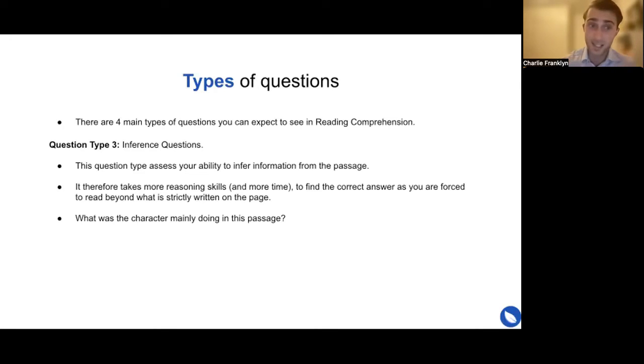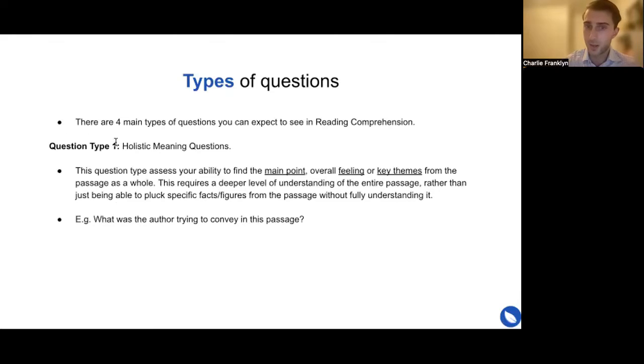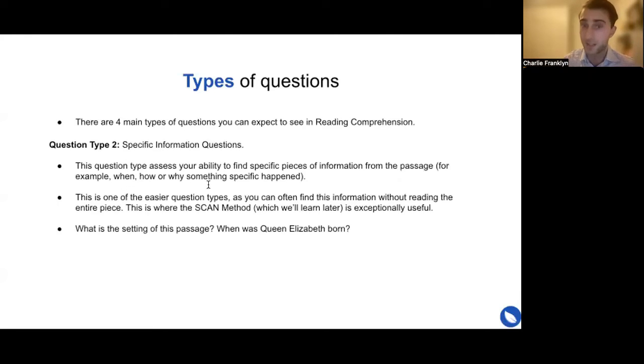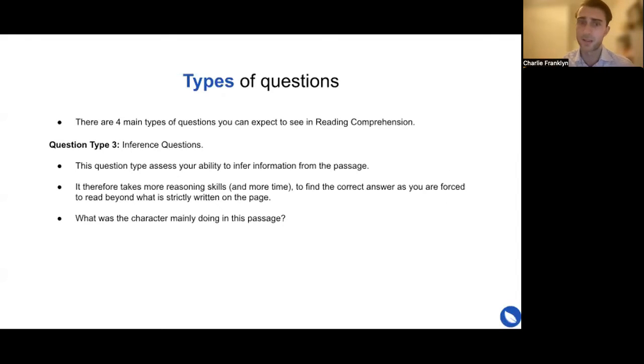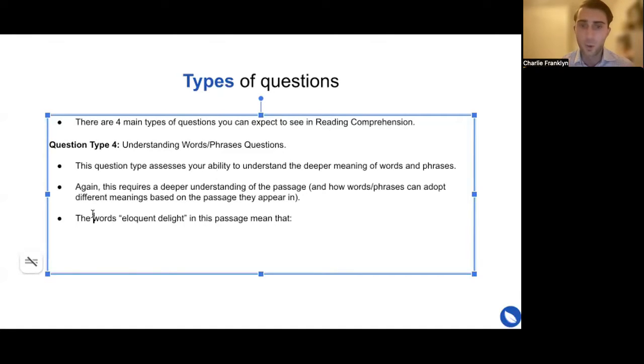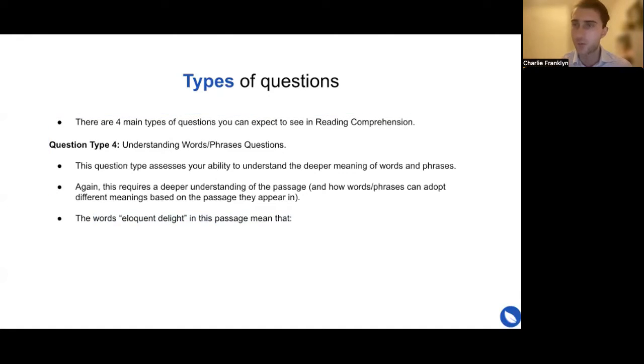And so again, very similar to the first type of question, holistic questions, it takes a little bit more time than something like a specific information question where you can just find the right piece of information without understanding the piece. Last major bucket of questions is around understanding words or phrases questions. And this is really where it's testing your vocab knowledge. How well do you understand the subtleties and nuances between different words and different phrases and what the author's saying in their use of words and language? And so for an example, that would be the word eloquent delight in this passage means that, and you have to explain what that means.